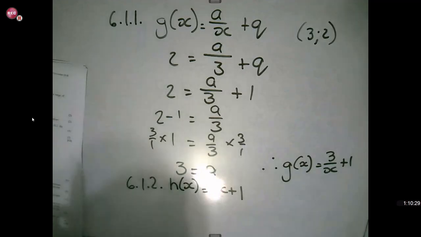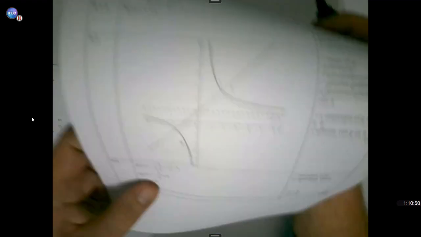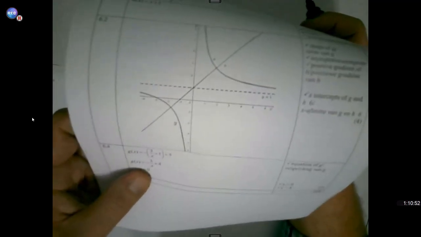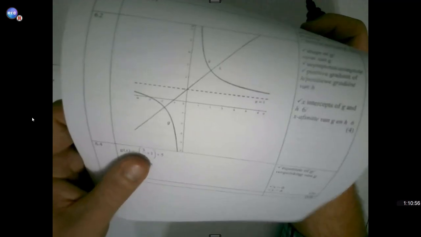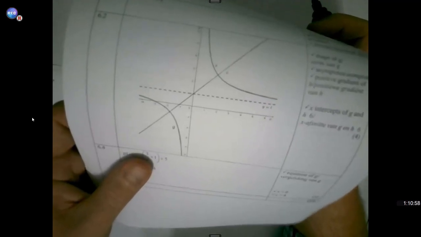Question 6.2 asks you the following. It asks you to sketch the graphs. I'm not going to sketch it here. I will just show you how it has been sketched in this case. There we go. It's been sketched, done and dusted.